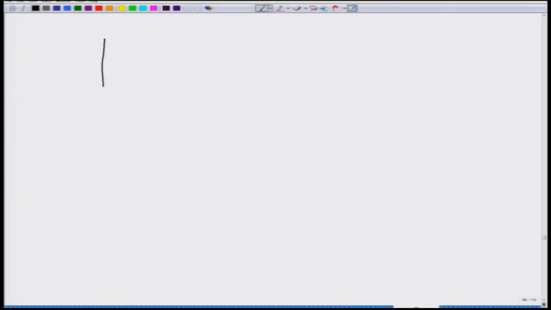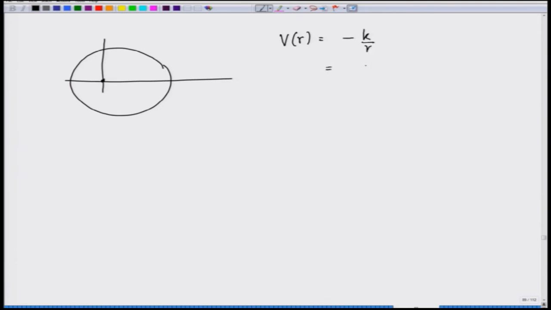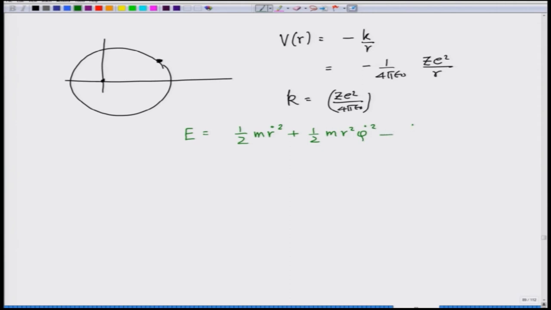What we are now doing is taking the motion of a particle in a plane around a potential center, which is minus k over r, and in the case of atoms, it is nothing but minus 1 over 4 pi epsilon 0 times z e square over r, where e is the charge of the electron going around, all right. But for the time being, just for convenience, I will keep this as k. So, k equals z e square over 4 pi epsilon 0, and the energy of the system is given as 1 half m r dot square plus 1 half m r square phi dot square minus k over r.